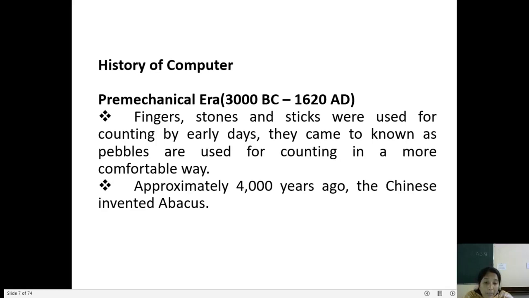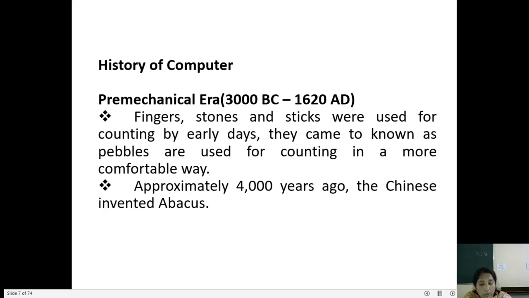This is the basic concept of counting which was there in the pre-mechanical era. They used fingers, stones and sticks for counting, and at that time there was no device to perform calculations or to store information. Based on nature itself, they would predict the time, and based on the quantity itself, they would tell this much of weight. Like this, the people were there. They were very sharp because they were very hard workers.